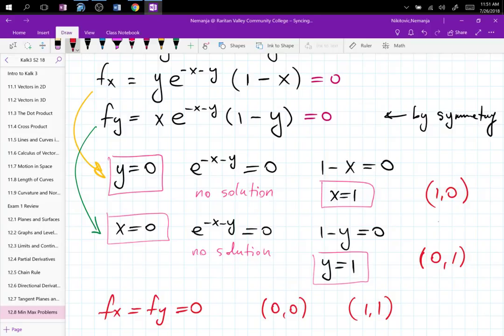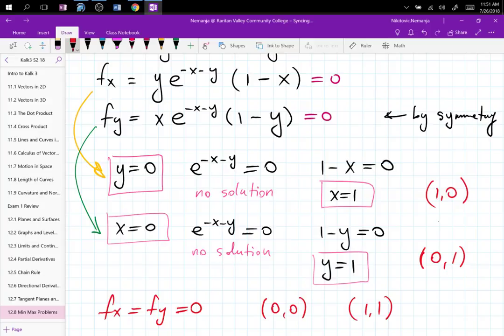So now we are going to consider 4 of these points, and some of these we might have to throw away. I don't know, we'll see. Now we are going to take a look at the second derivative.